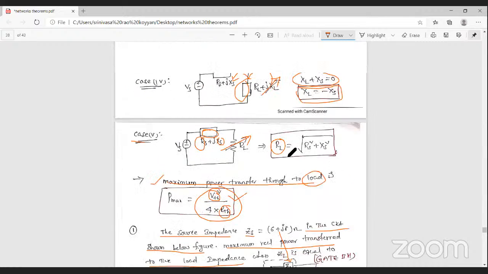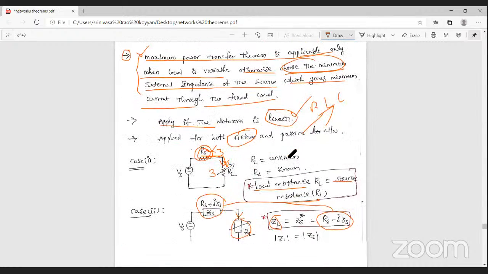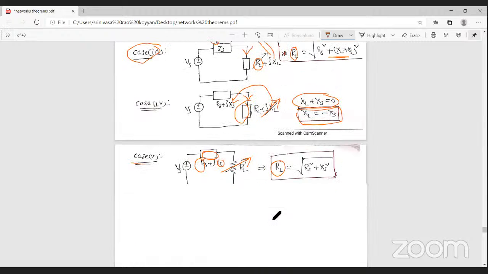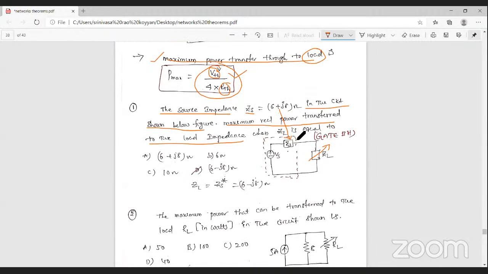So according to case 1, here the case 2, if you study case 2, look here. ZL is unknown, ZS is a known value. Then for maximum power transfer, what is the ZL value? The ZL value is equal to the conjugate of the source impedance, that is RS minus JXS. So then you can substitute here the conjugate of the source impedance. What is the conjugate of the source impedance? 6 minus J8, that is 6 minus J8.